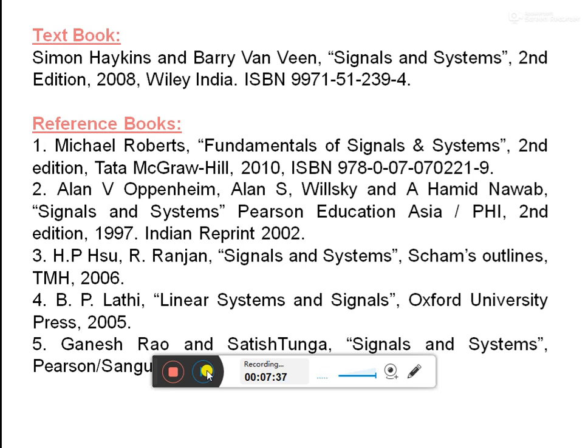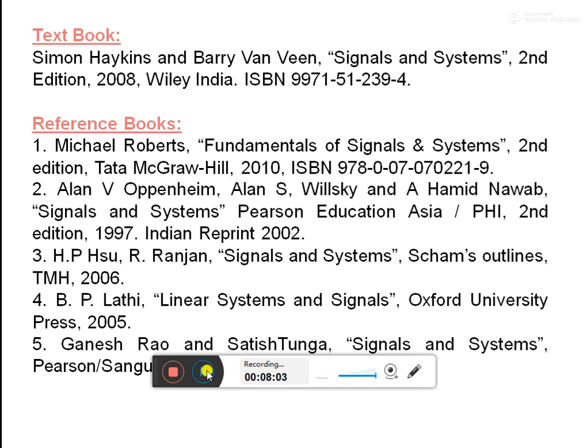These are the textbooks which you need to refer for the above syllabus. The syllabus is framed according to the textbook Signals and Systems by Simon Haykin and Barry Van Veen. It's a second edition book. So this is a very good book for signals and systems, which you can refer to as your textbook.